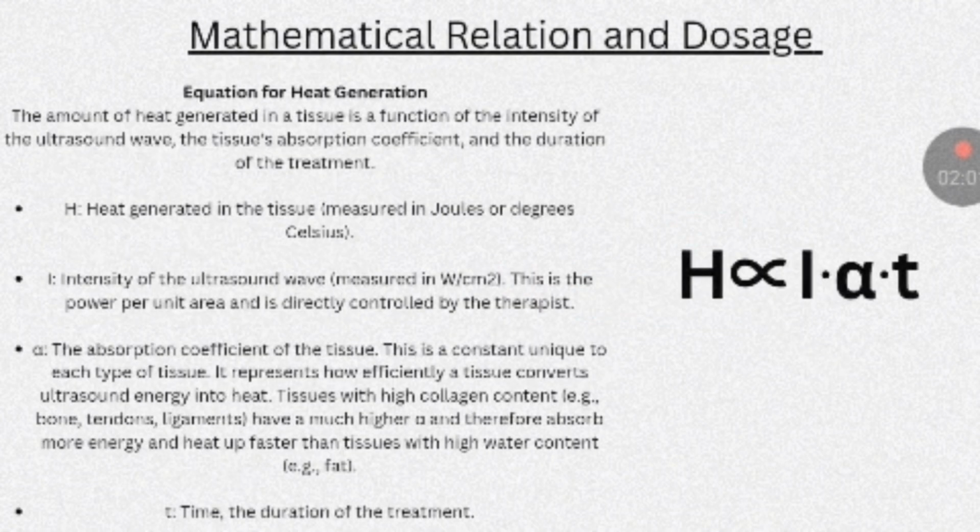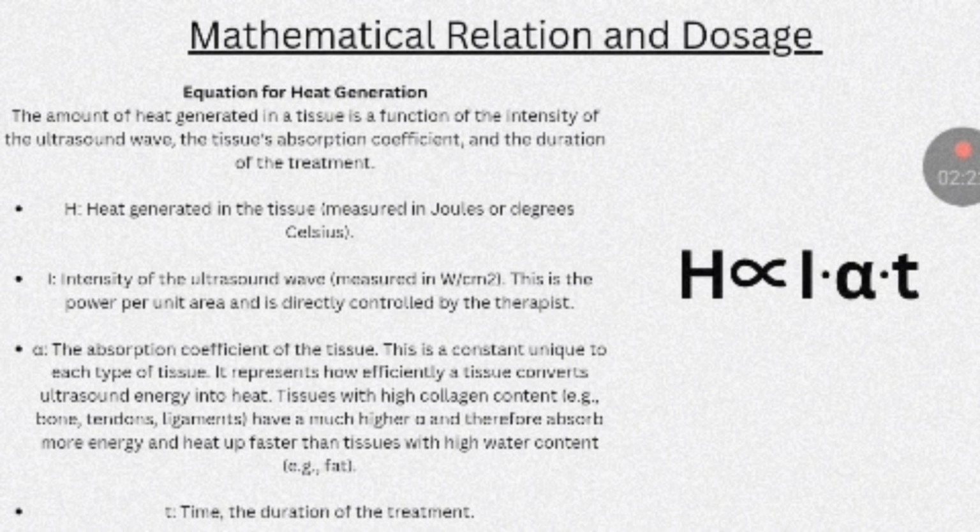At last, the mathematical relation and dosage. As you can see, this formula, that is heat is directly proportional to I into alpha into T. Here I is the intensity of the ultrasonic wave measured in watt per centimeter square. This is the power per unit area and is directly controlled by the therapist.